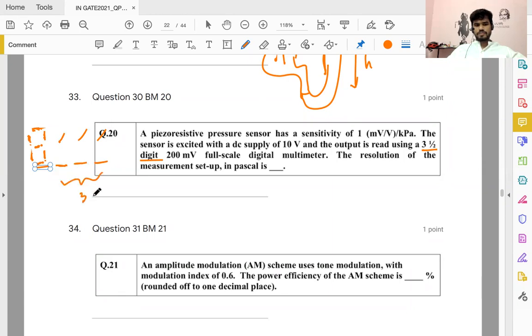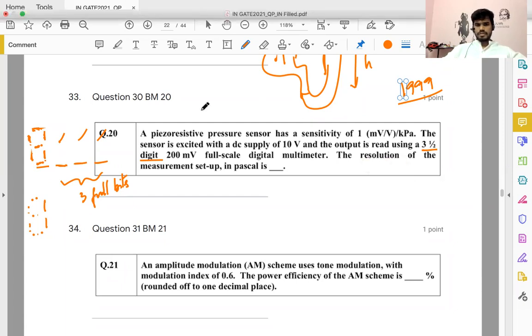So we have 3 full bits. There is some cost cutting going on here so that you could only display a 1, or if it is not displayed, it's 0. So this chunk is not there. They have been removed from the design. Okay, so this is a 3.5 digit multimeter. That means you can have a 1 or nothing there. That means the highest number you could do is 1999.